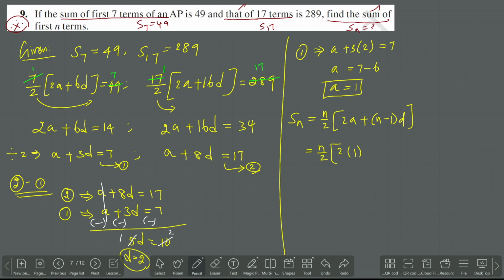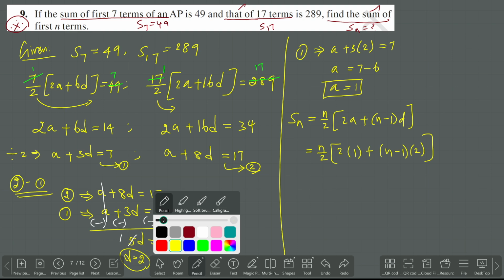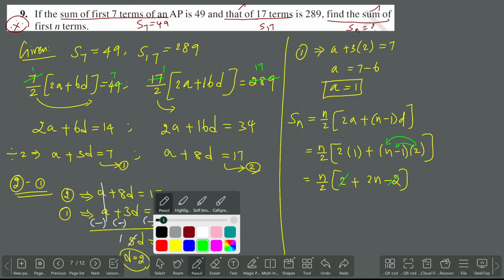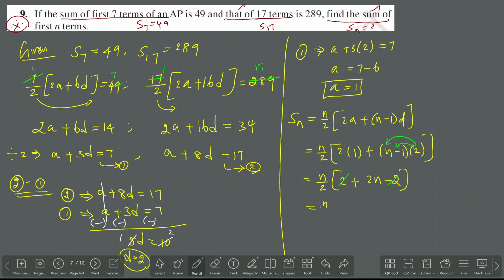A value 1, n minus 1 into d value 2. Take the 2 multiple inside. So what am I getting when you multiply? 2 into n, 2 into minus 1. So here we have n by 2, 2 into 1, 2, plus 2 into n, 2n, 2 into minus 1, minus 2. So plus 2 minus 2 cancel. Then what do I have? n by 2 into 2n.